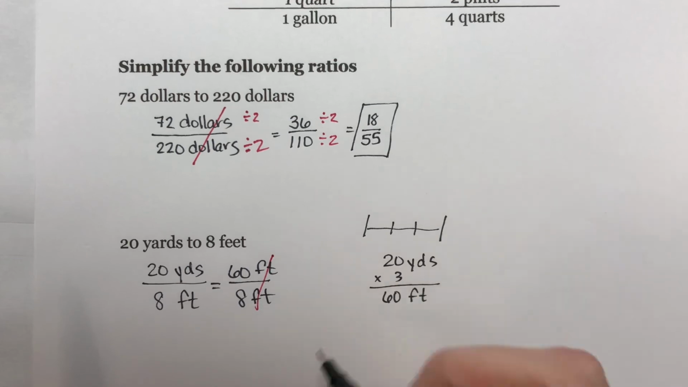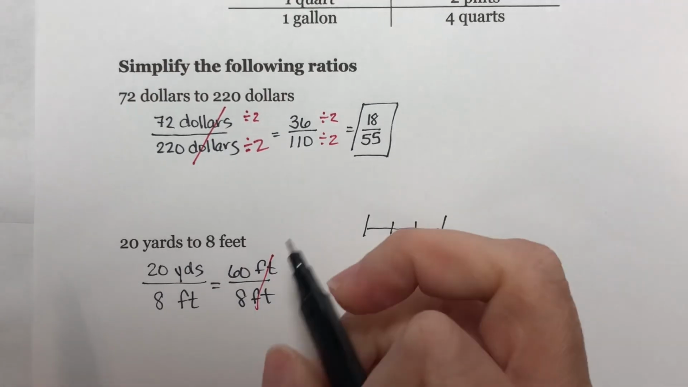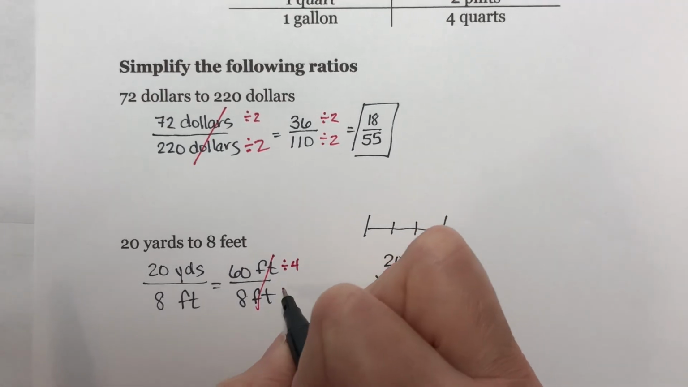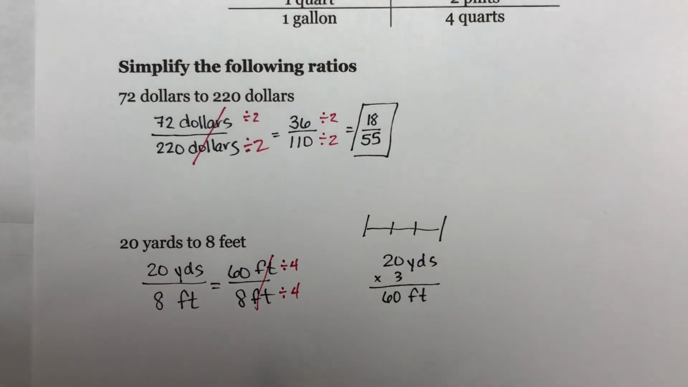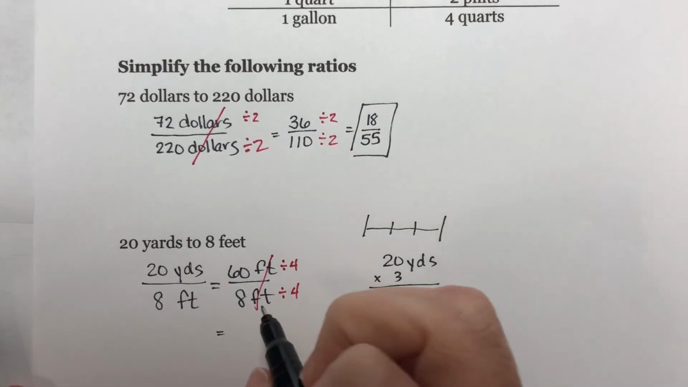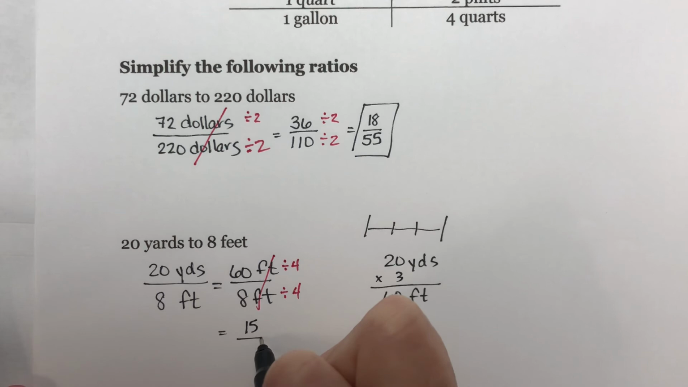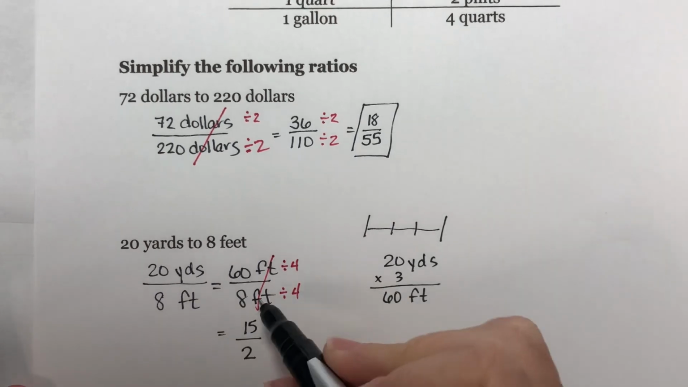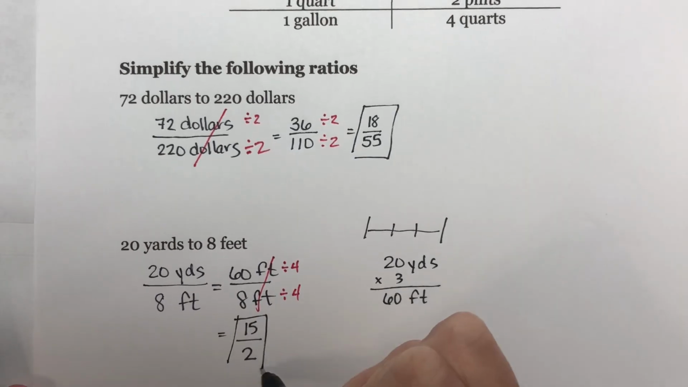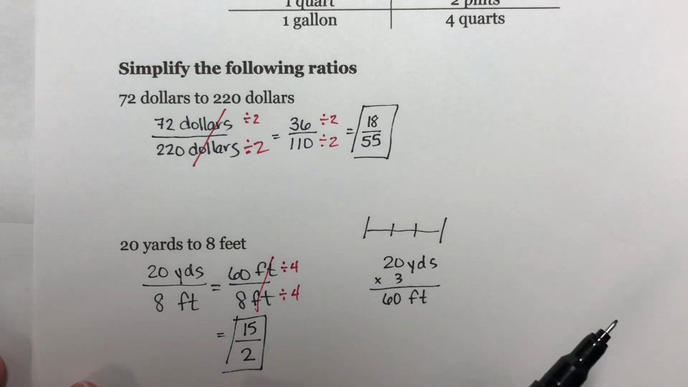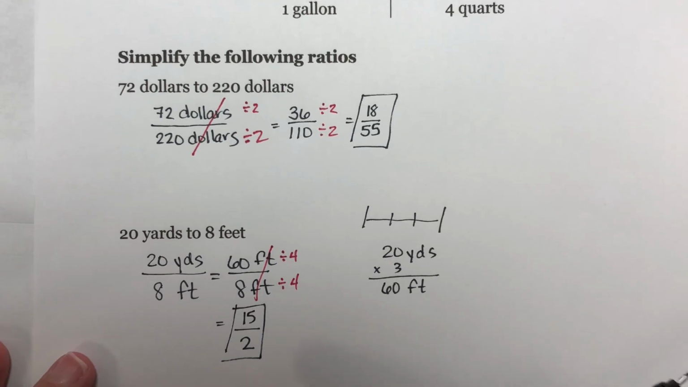60 over 8, I know that both of these are divisible by 4. 60 divided by 4 is 15. 8 divided by 4 is 2. 15 and 2 have nothing else in common. 15 over 2 is your answer. This is an improper fraction. Do not convert it to a mixed number. You will lose part of the meaning of a ratio.